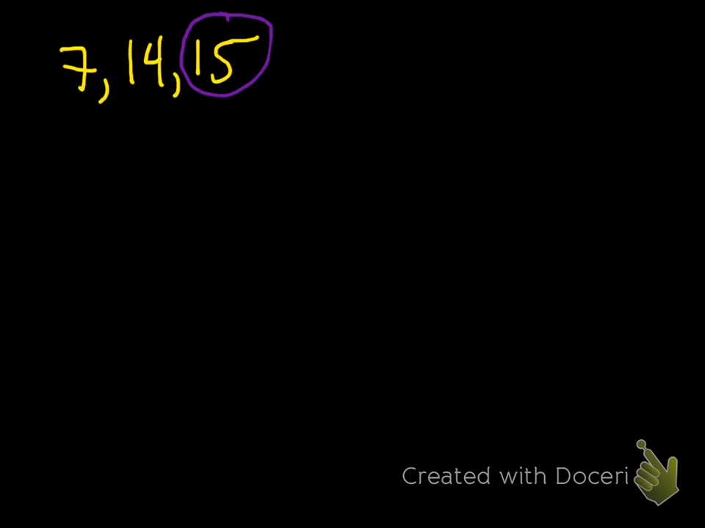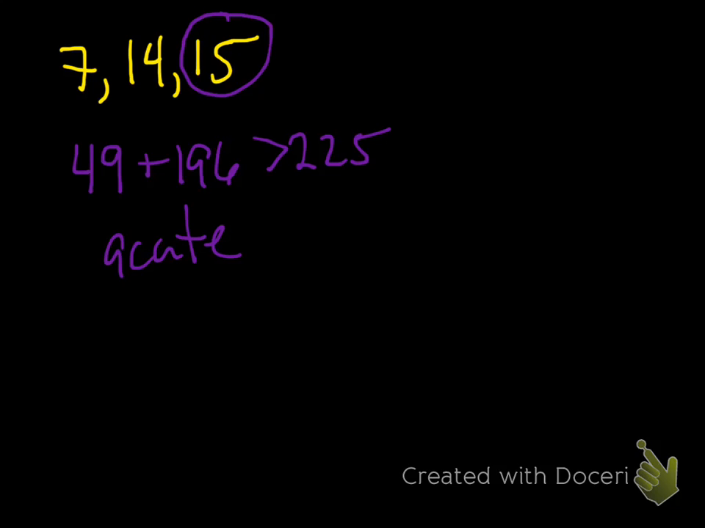So, again, I'm okay with you doing a couple steps, so if you just want to go straight to 49, because that's 7 squared, and straight to 196, and then we know 15 squared is 225. And when you add them together, oh, I didn't add them together, hold on. Well, when you add them together, you know that a squared plus b squared is greater than 225. So remember, if it's greater, then it's acute. Okay?